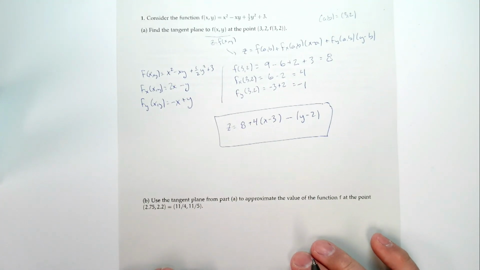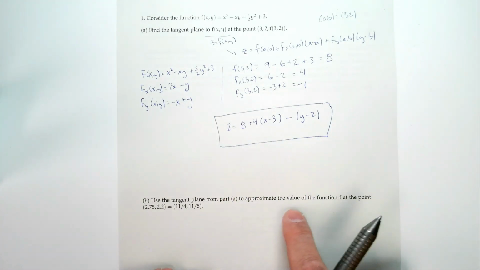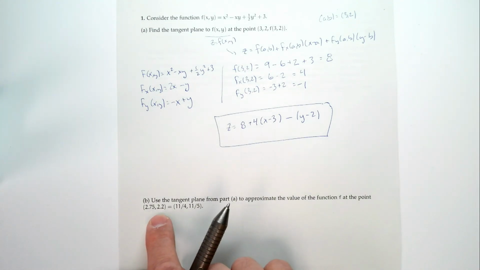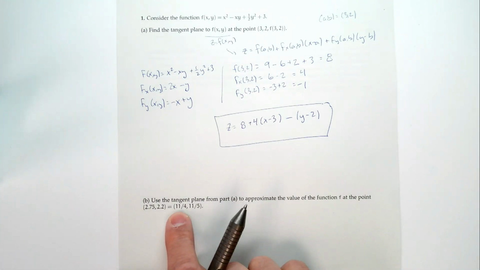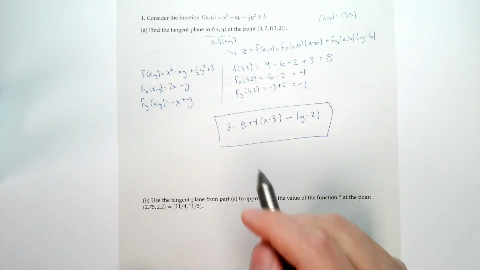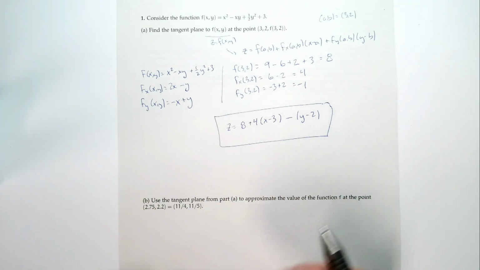Nice. Now part B says, use the tangent plane from part A to approximate the value of the function f at the point 2.75, 2.2. Well, that's 11/4, 11/5. So how do we do that? Well, the answer is this tangent plane here is an approximation. So really, whenever you see the word approximate, you always think about what's the tangent. In one single variable calculus, it's tangent line.